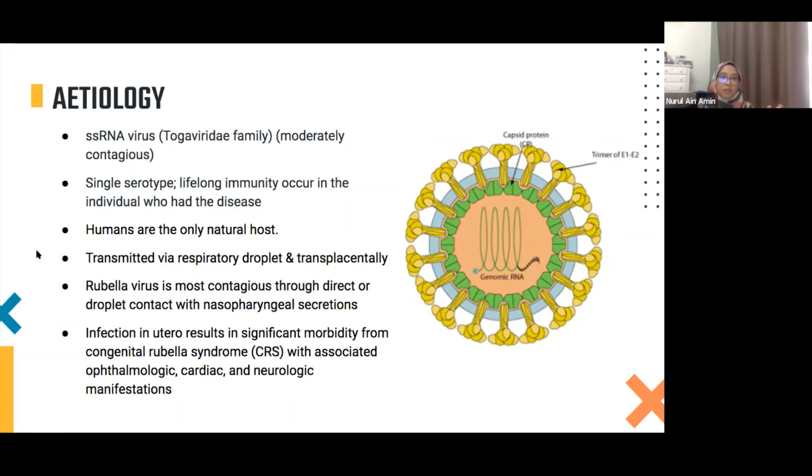So how is it transmitted? It is transmitted via respiratory droplets and transplacentally. So there are two ways. First, it is most contagious through direct and droplet contact with nasopharyngeal secretions. And second, transplacentally, where infection in utero causes congenital rubella syndrome, which I'll talk about after this.